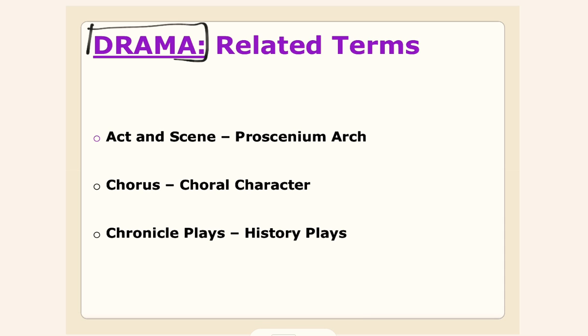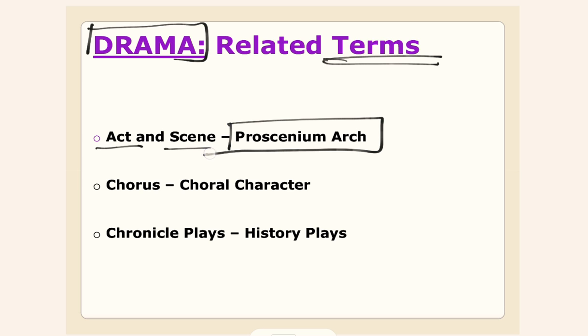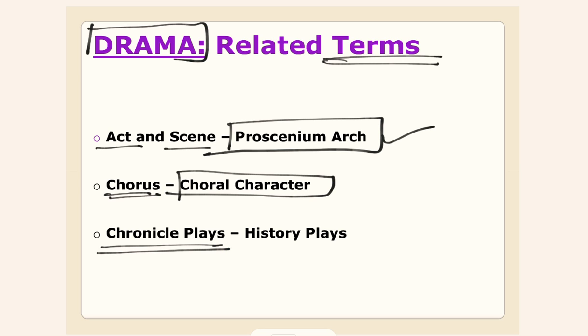Now the section 2, drama. Let's see what are the important terms in this section. The first one is act and scene. Here the term proscenium arch is very important. Next, chorus is a very prominent device in ancient and medieval drama. Here choral character is very important. Next, chronicle plays or historical plays or history plays.